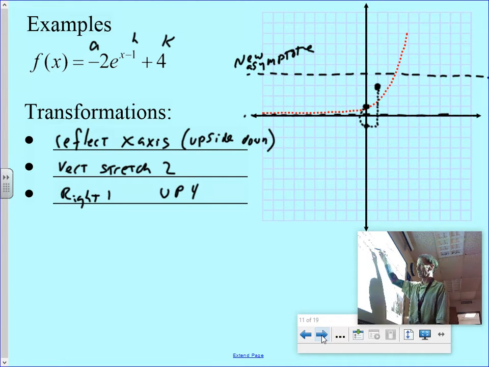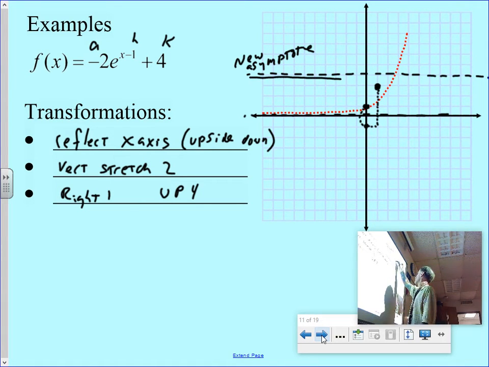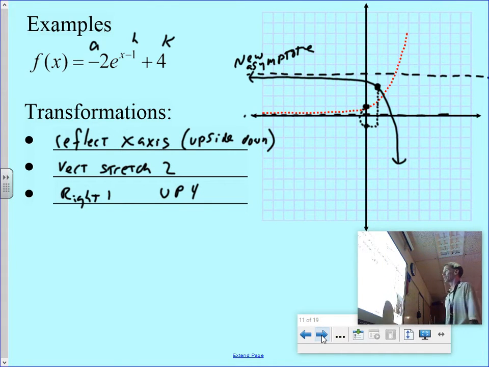And again, I'm not overly worried about the vertical stretch of 2, but I know it's going to be a little bit steeper. So it's going to come up here and then come down through my critical point and then swooping down through there. Probably a little bit too steep because it's not really vertical, but close enough.